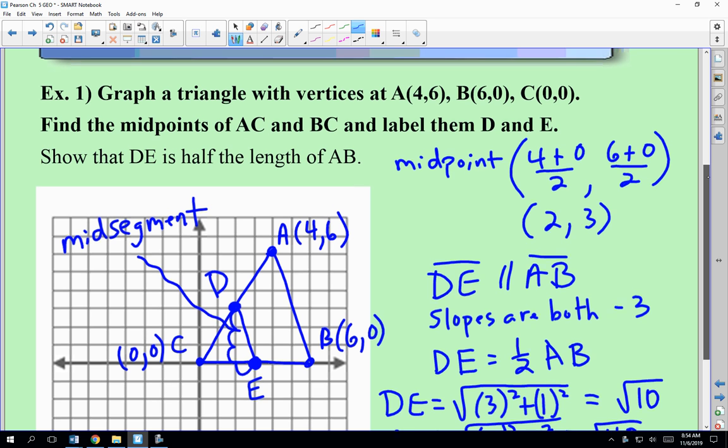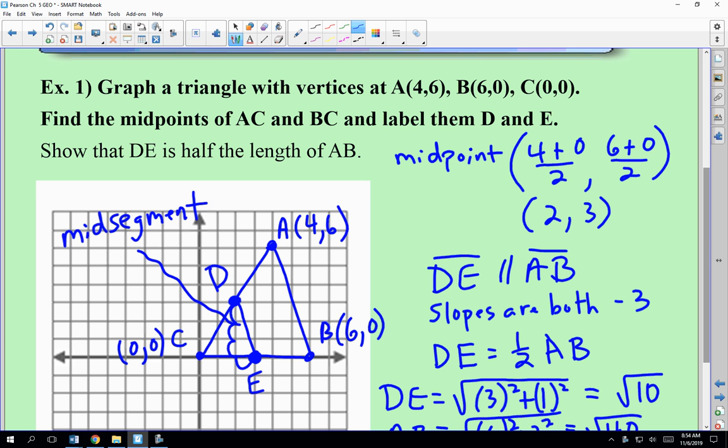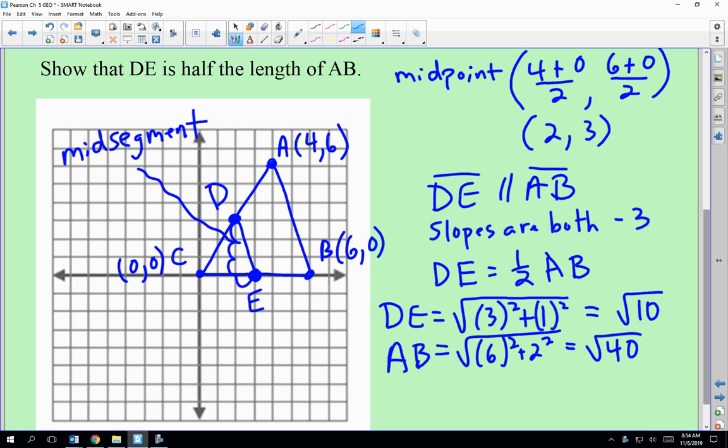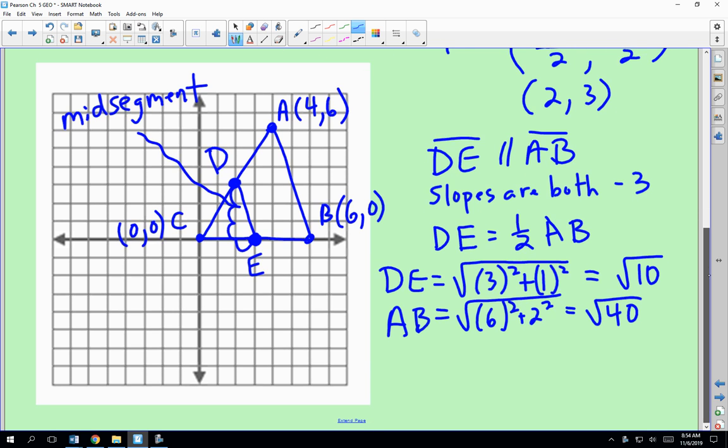Again, just to review here, we've graphed the 3 points of this triangle. We found the midpoint of AC, the midpoint of BC. We connected the two. The statement is that DE is parallel to AB. We can prove that by showing the slopes are both -3. And now we're going to prove that DE is half of AB by using the Pythagorean theorem and distance formula.